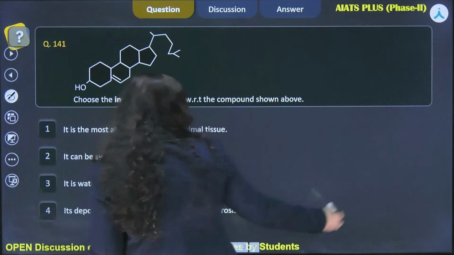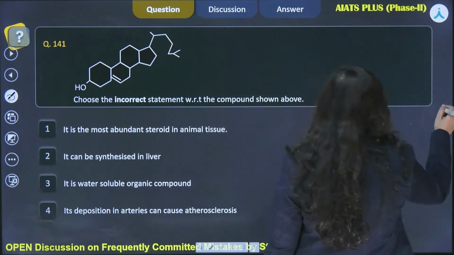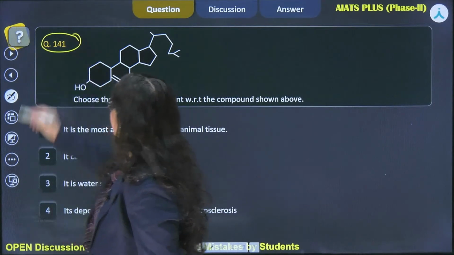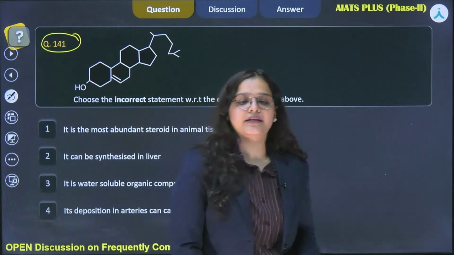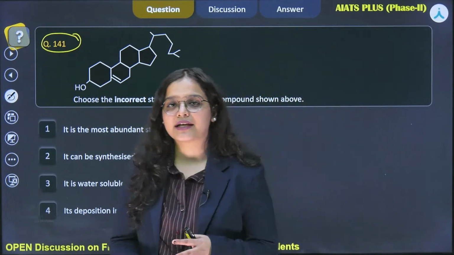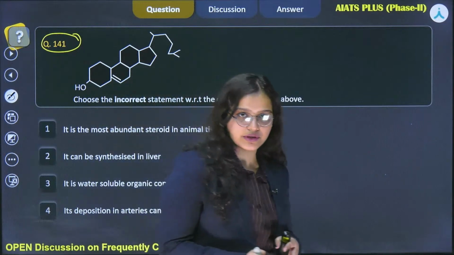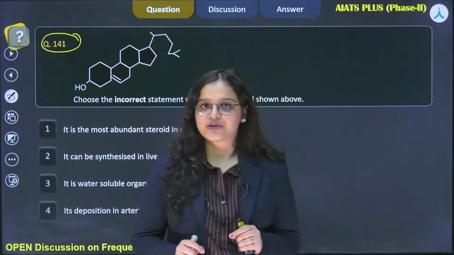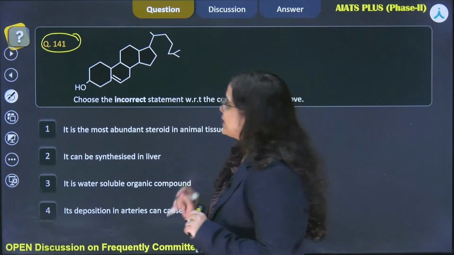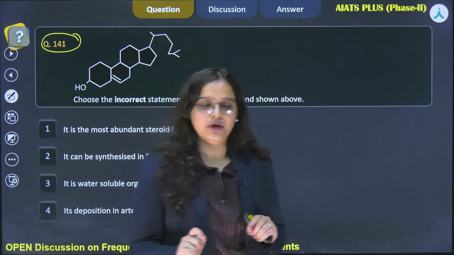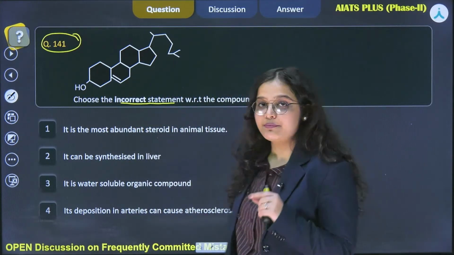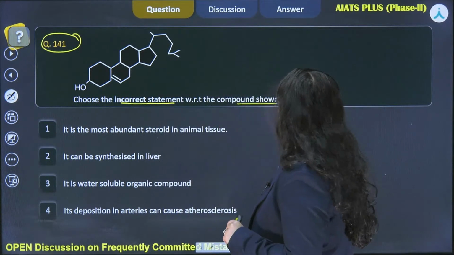So we move on to our next question, and the question here is question number 141. Again we can see a structure, and it pertains to the chapter of biomolecules. So here comes the fact that biomolecules is a very important chapter from which many questions are asked, as I have been repeating myself in every session. So we can see the structure of a molecule, and then what we need to do is choose the incorrect statement with respect to the compound shown above.